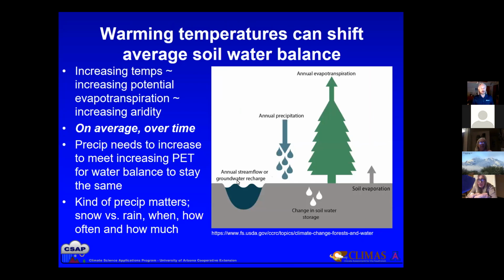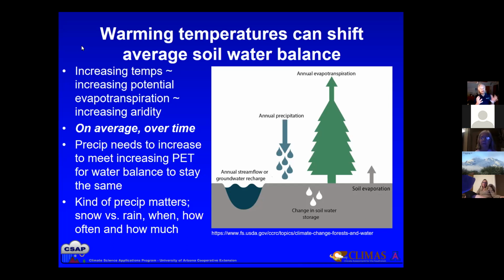Okay, all right, and this is fairly obvious, but this is kind of where the state of the science is right now on thinking about drought here in the Southwest. The warming temperatures can shift the average soil water balance. Increasing temps increase potential evapotranspiration, which leads to increasing aridity. And the media reporting on drought down here has been a little frustrating, because I think we're conflating concepts. The term megadrought I don't find particularly helpful, because it comes out of literature from tree ring analysis where we found really long duration deep droughts in the past. And I think it's useful for describing that.